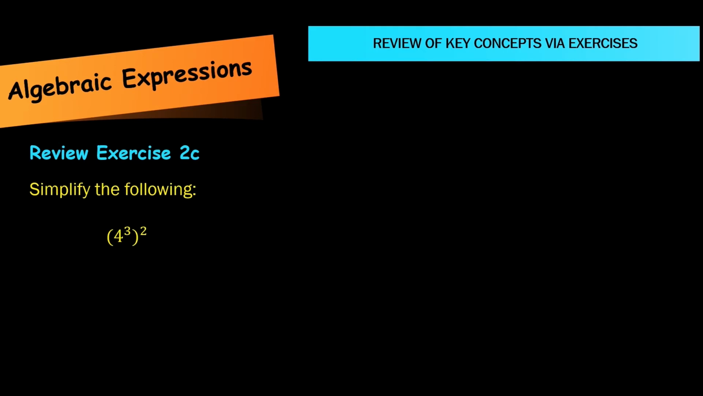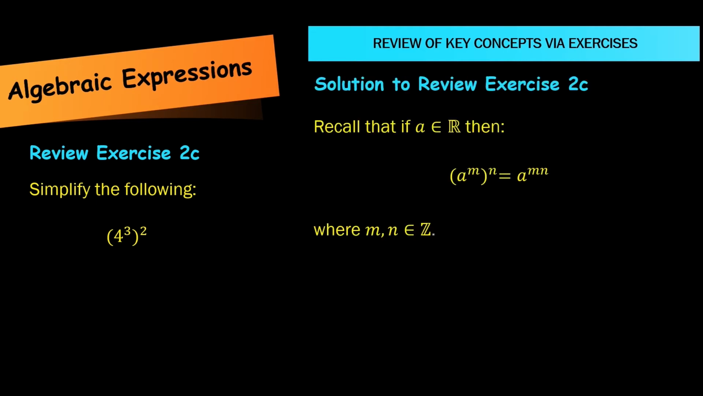Now let's have a go at review exercise 2c. Simplify the expression on your screen. Recall that a to the power m raised to the power n is equal to a to the power m times n. So 4 cubed all squared is equal to 4 to the power 3 times 2, which is of course equal to 4 to the power 6.